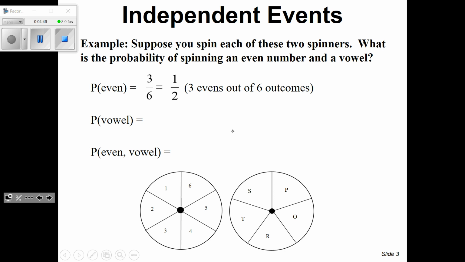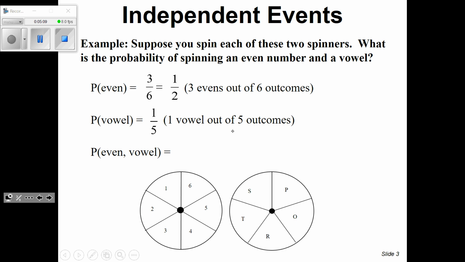1/5, right? This one has 5 sections, so the probability of spinning a vowel is 1 out of 5. Then they want to know what's the probability of these two events happening. Okay, so then we follow that formula that we just wrote down. Probability of event A times probability of event B.